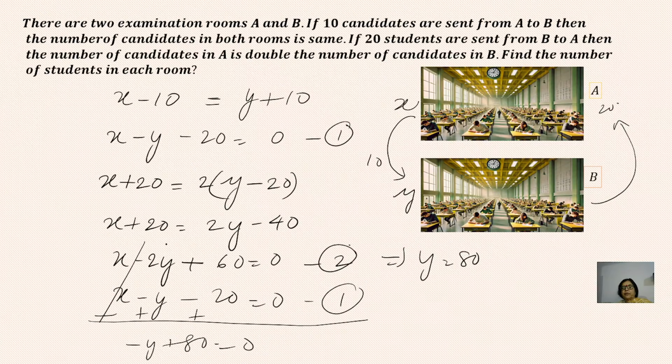So obviously in the first one, if you take the help of any of the equations, it will be equal to y plus 20, that is 100. So section A has 100 students, section B has 80 students.